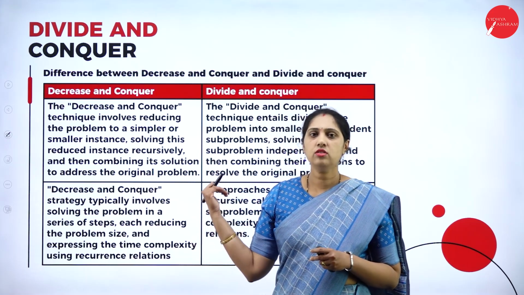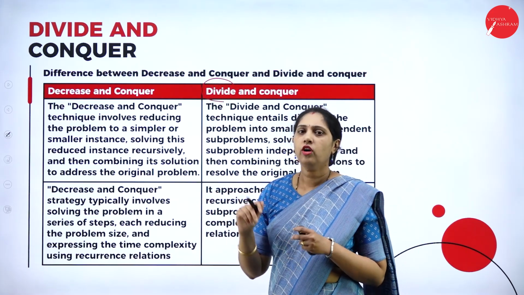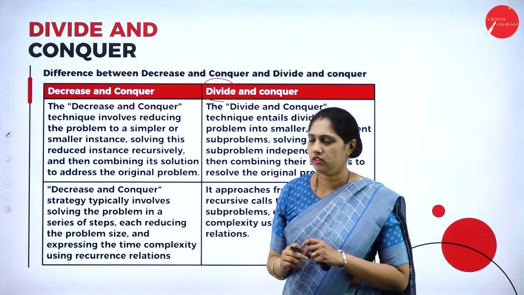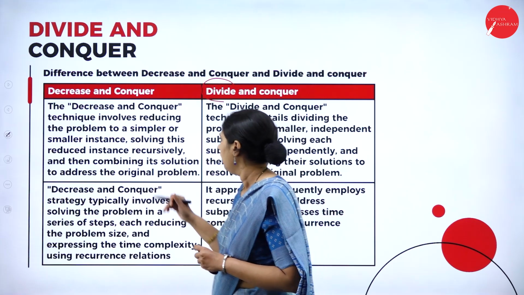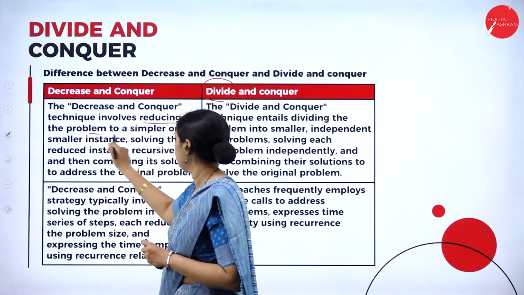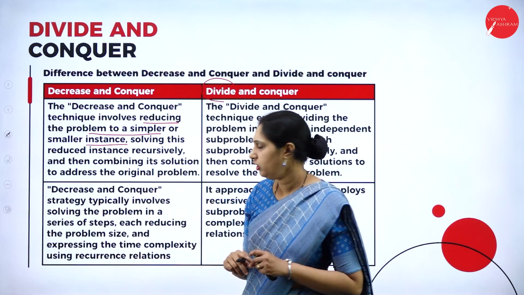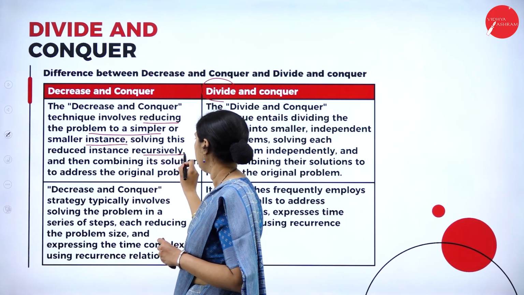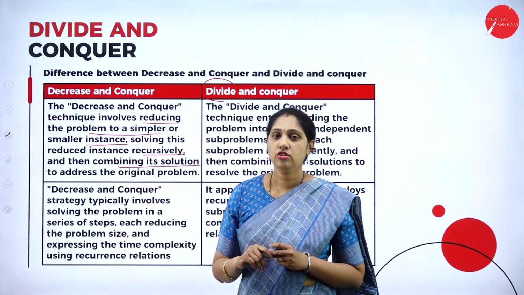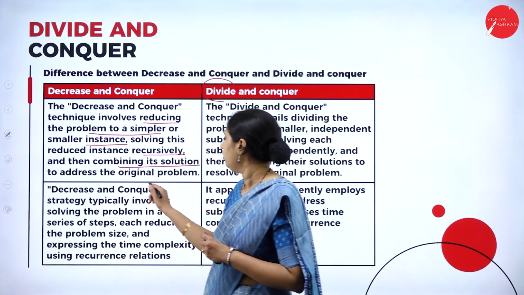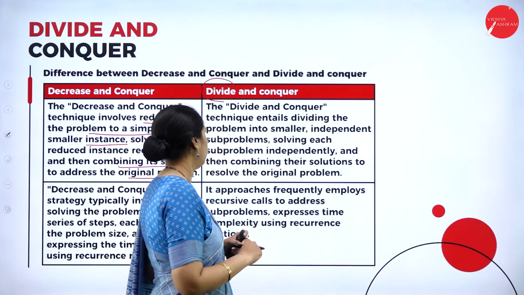But we also had one more concept, divide and conquer. So what is the major difference? When we say decrease and conquer, we come to the definition. What we do is reduce the problem into simple, smaller problems. Once it is reduced, recursively, we combine its solution. We combine the solution to address what? The original problem.